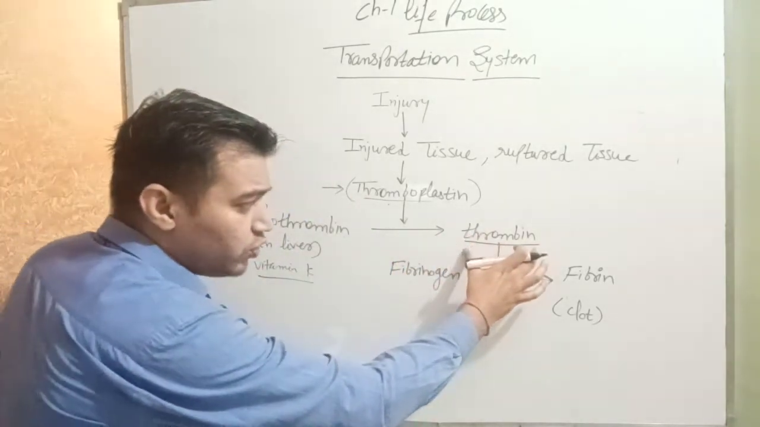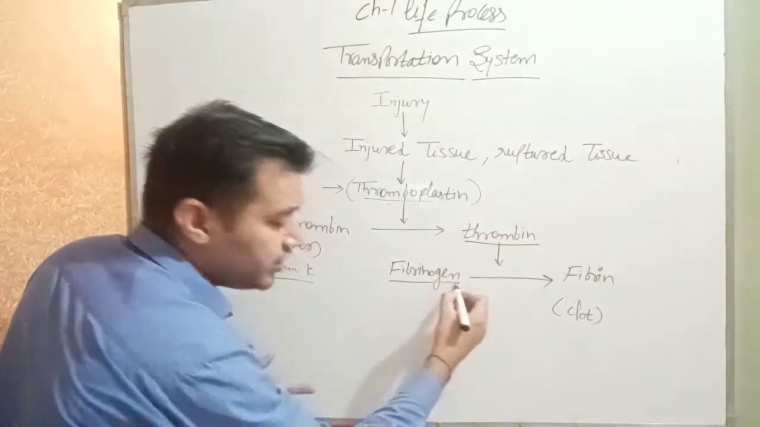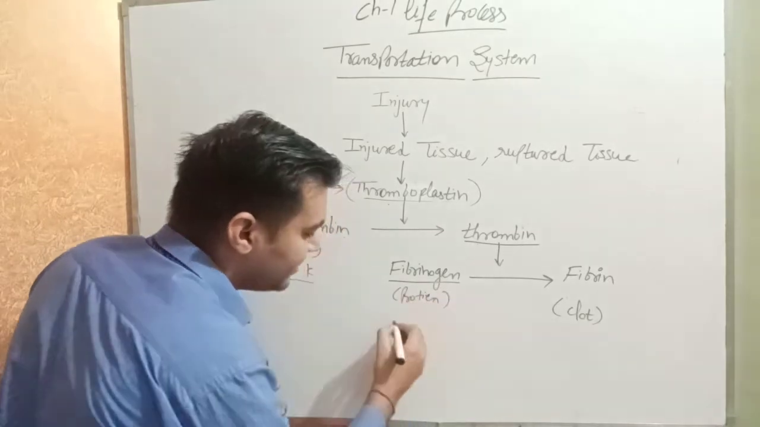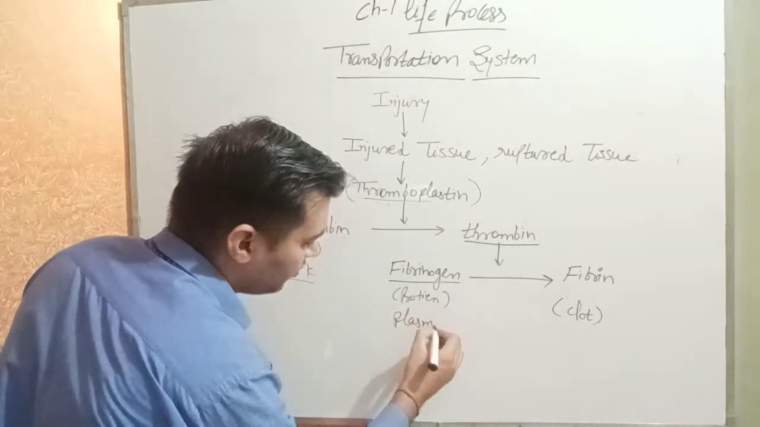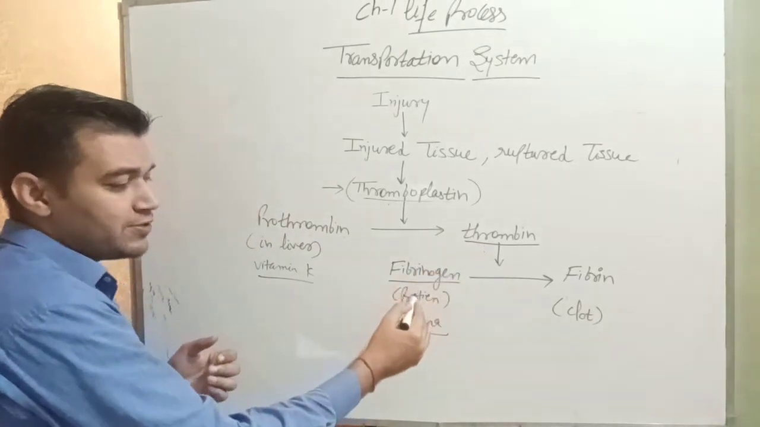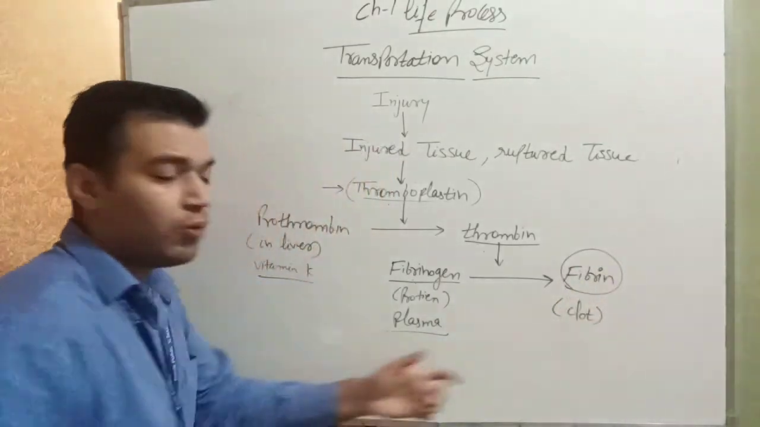Okay? When thrombin forms, what happens? Thrombin converts fibrinogen protein, which is also a protein. Where is it present? This is a protein present in the plasma. Inside the plasma, this protein is present. Okay? Thrombin converts this plasma fibrinogen into fibrin. This is the final product, which we call the clot.